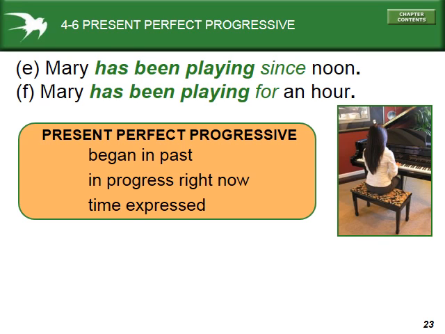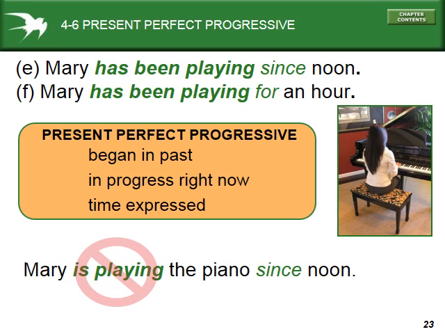In this case, our focus is on something that began in the past and is in progress right now, but we're talking about the duration, or how long something has happened. So we can't use the present progressive in this case. So Mary is playing the piano since noon is incorrect, because is playing, the present progressive, is really focusing on something that is in progress right now, but not on the duration. It doesn't tell us how long something has happened.